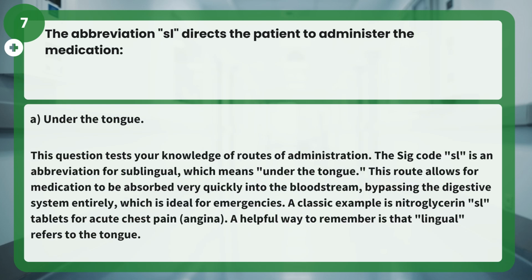Answer: A. Under the tongue. This question tests your knowledge of routes of administration. The SIG code SL is an abbreviation for sublingual, which means under the tongue. This route allows for medication to be absorbed very quickly into the bloodstream, bypassing the digestive system entirely, which is ideal for emergencies. A classic example is nitroglycerin SL tablets for acute chest pain, angina. A helpful way to remember is that lingual refers to the tongue.